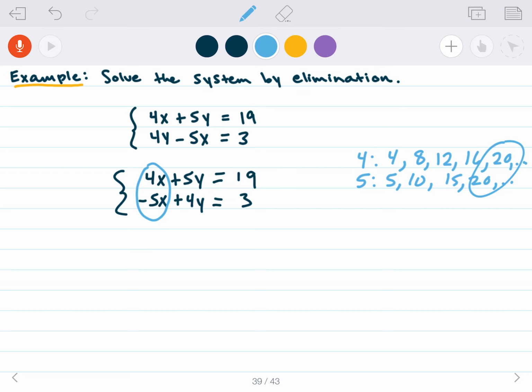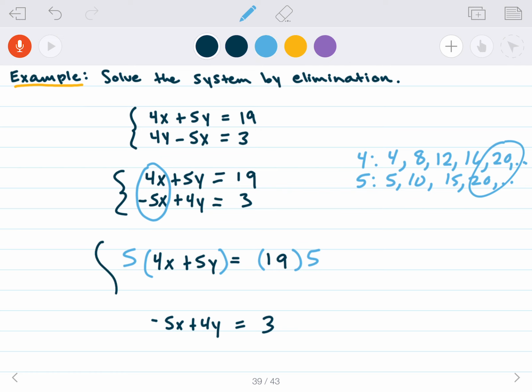I actually have to work with both of these equations this time. So, let's rewrite the top here and the bottom. So again, my goal is to make the x coefficients 20 and negative 20, so that I can eliminate. So on the top, how do I get 4? What do I have to multiply 4 by to get 20? Well, I have to multiply it by 5. And whatever I do to one side, I better do to the other side of the equation.